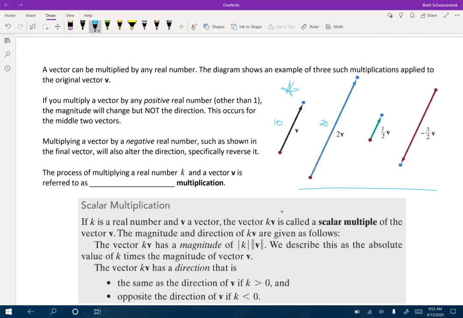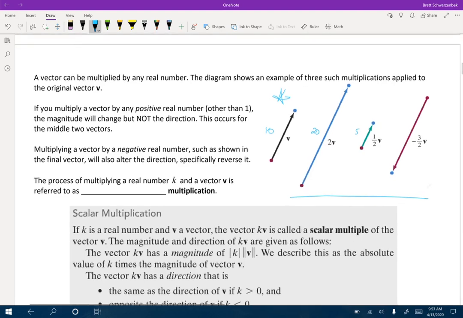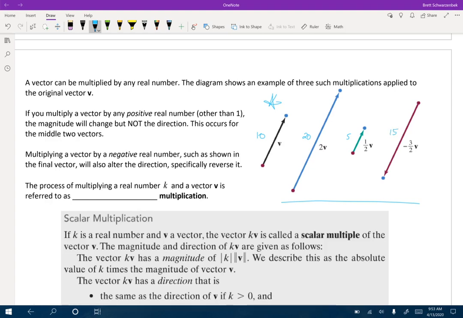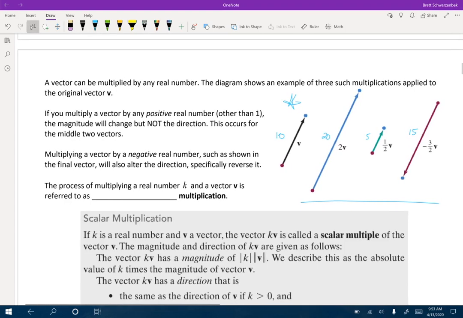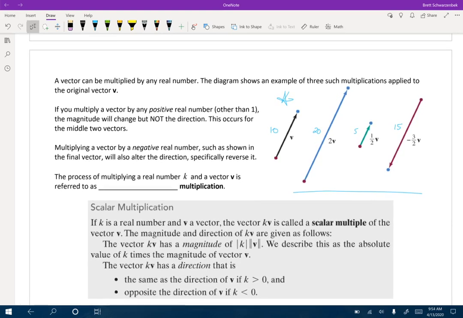What about the second example, a half v? Well, clearly the magnitude is now going to be 5, but the direction is going to stay the same. Now this is also important. What about negative 3 halves times v? The magnitude of this is basically 10 times 3 halves. So if you take half of 10, which is 5, and multiply by 3, you get 15. So the magnitude of this vector is 15. Some of you might be inclined to say negative 15, but you know that length cannot be negative. So the magnitude of this would be 15.